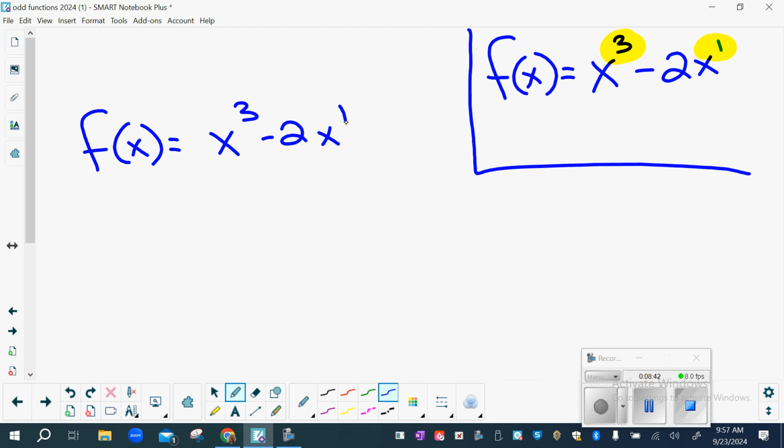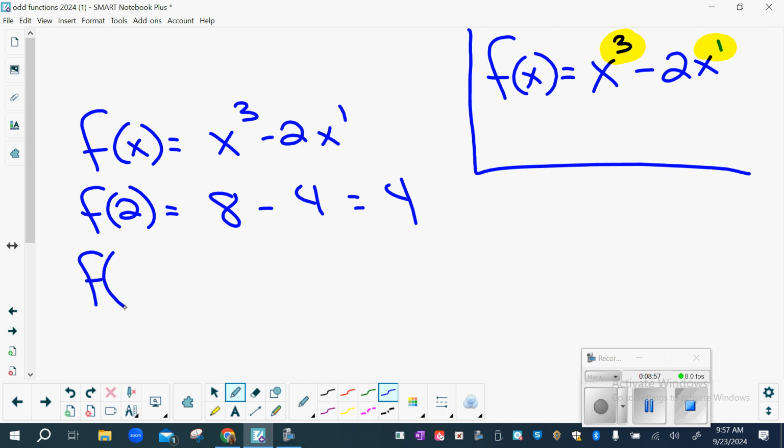Okay, here I go. I'm going to plug in 2 to get my home base. I get 8 minus 4. Did you get 4? Everybody okay? Yeah? Okay, here I go. F of -2. I'm going to get -8 plus 4. I got -4. This one is odd.